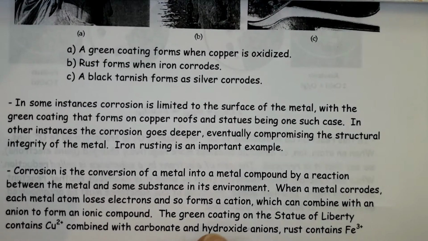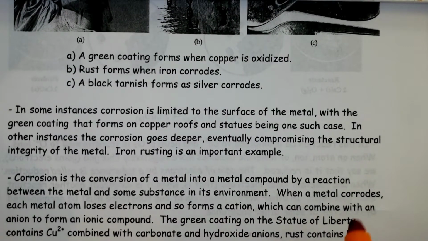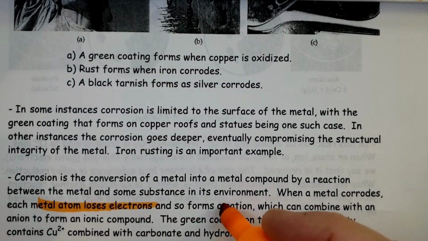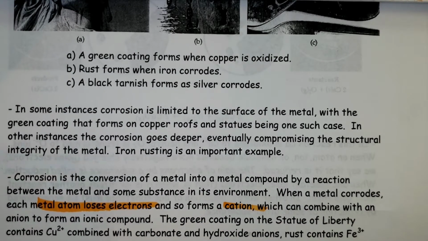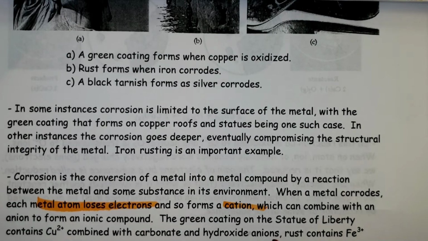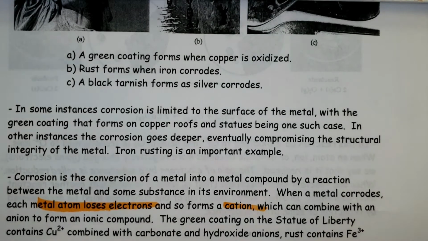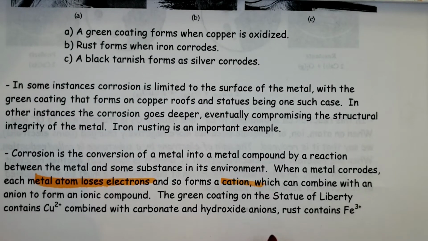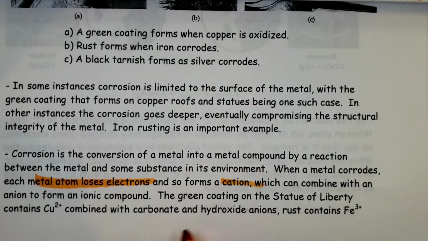Corrosion is the conversion of a metal into a metal compound by a reaction between the metal and some substance in the environment. When a metal corrodes, each metal atom loses electrons and forms the metal cation, the positive ion that metals tend to form when they lose electrons, which can combine with an anion to form an ionic compound. The green coating on the Statue of Liberty contains Cu2+, combined with carbonate and hydroxide ions from the surrounding air.